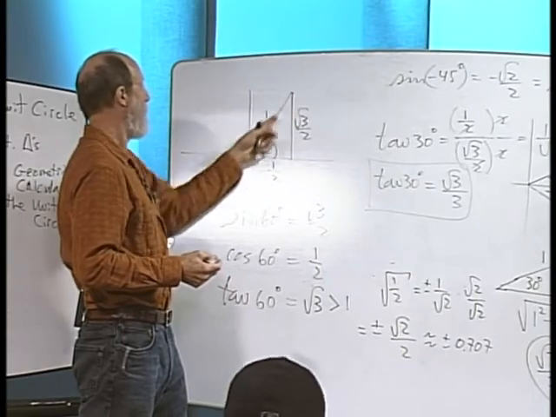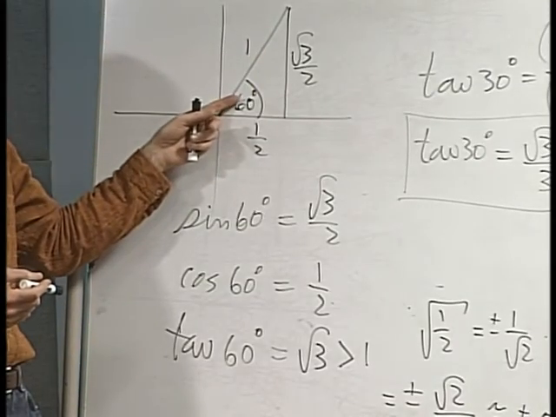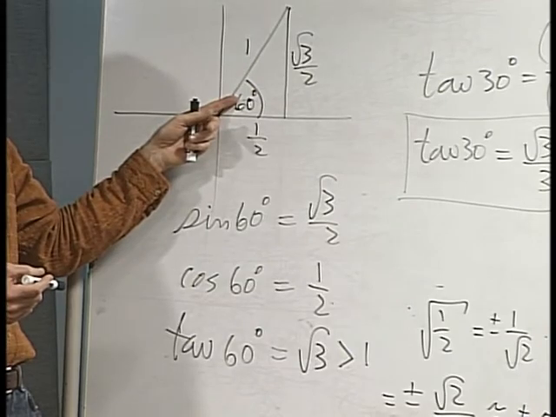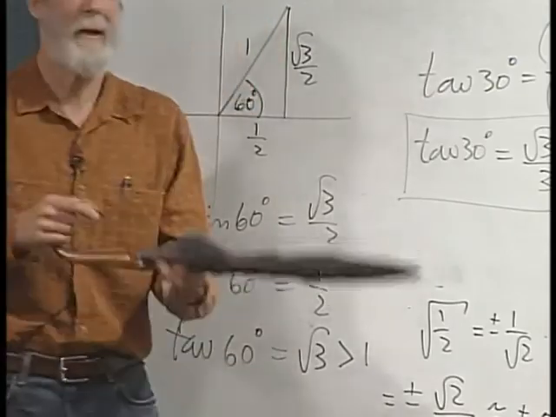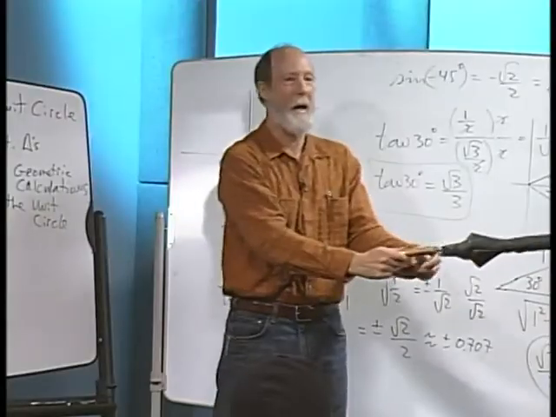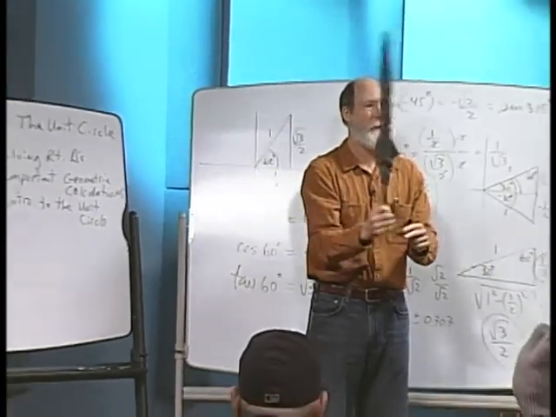Or what radian measure would this be? This angle. What radian measure? Here's pi. There's pi. It's 1/3 of pi, isn't it?